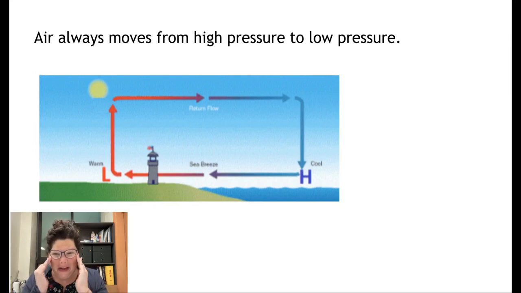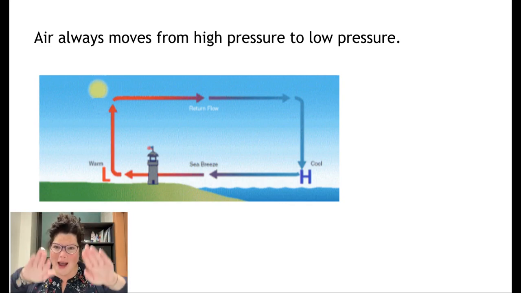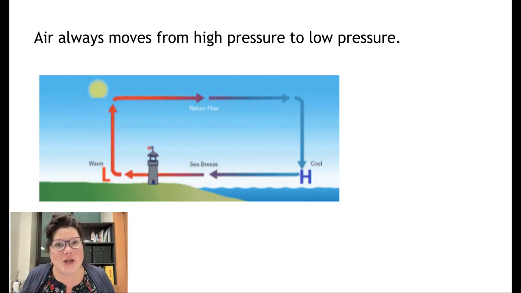So one more time, we're not going to forget this. Rising air gives us rain and clouds. That's a low pressure system. Dropping air gives us a high pressure system, which is sunny skies.